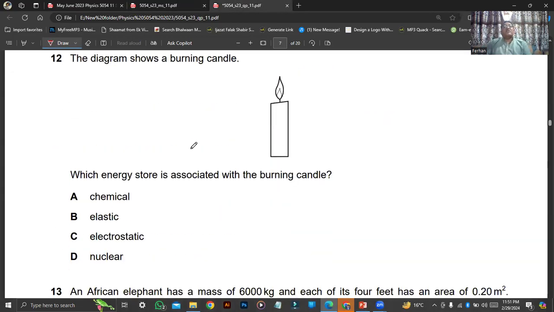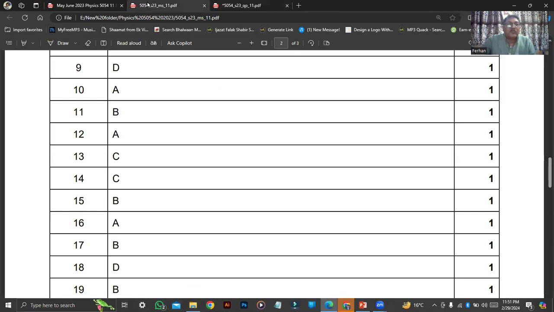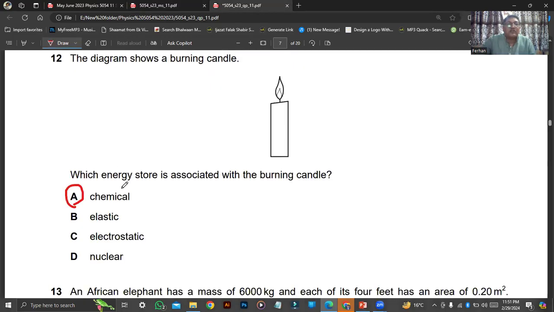Okay, question number 12. The diagram shows a burning candle. Which energy store is associated with the burning candle? In the burning candle, the wax is burning. So the wax has chemical potential energy. So we think A is the right option. Question number 12, A is the right option, sir.